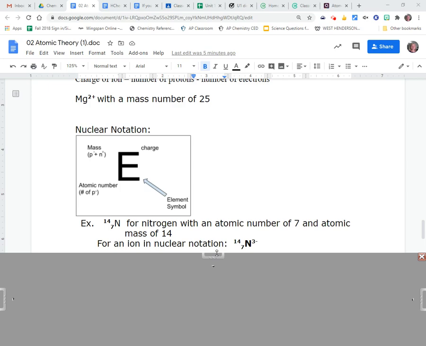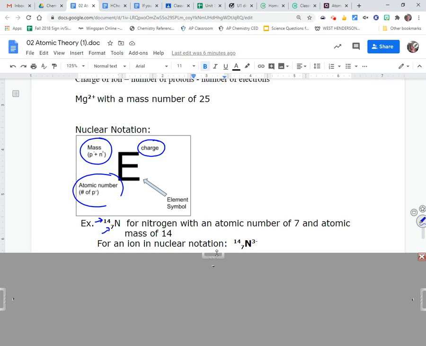So in nuclear notation, you always have the number at the top, and I'm going to point at the example. The number at the top is 14. That is the mass of that particular element. The number at the bottom is your atomic number or number of protons. And if you were to have a charge, it would be located on the right in the upper superscript. This particular example has no charge, and so that lets us know that it is electrically neutral and our protons equal our electrons.